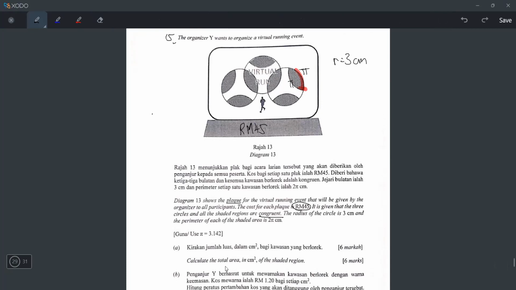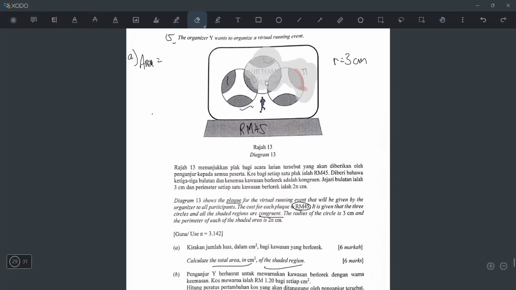Okay, now part A, they want you to calculate the total area of the shaded region. For the total area, you don't have to find all of it. You just find the area of one shaded region and then times 1, 2, 3, 4, 5, 6, 7, so times 7, all right? So let's find the area of one first. How to find the area of this? Actually, I'm also not sure how to find the area.